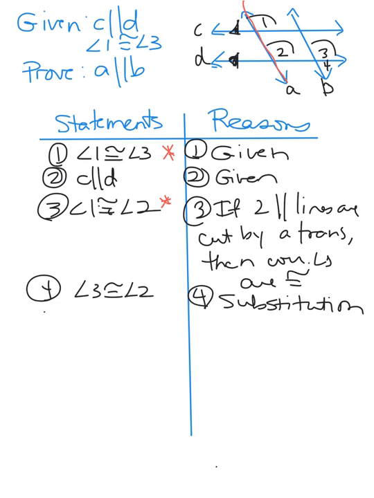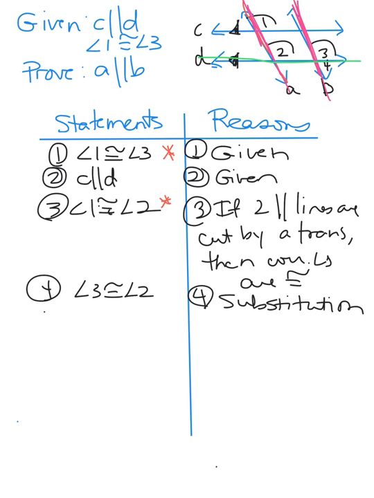Now that helps us because I'm trying to prove A and B are parallel. I'm going to use a different color here so you can see it because we have a lot going on in this diagram. If I'm trying to say A and B are parallel, then line D becomes my transversal. And so if I can prove 2 and 3 are congruent, 2 and 3 are corresponding, and then I know A and B are parallel.